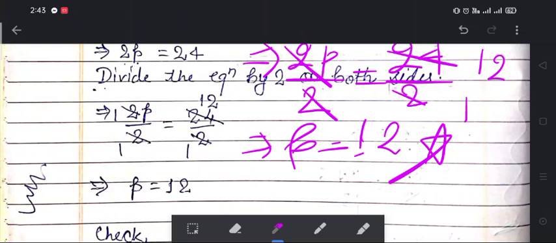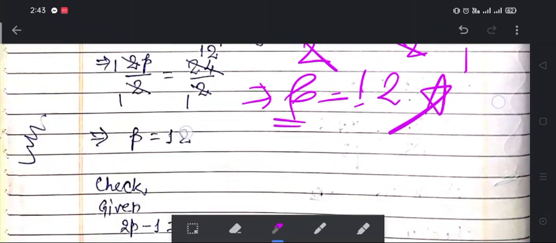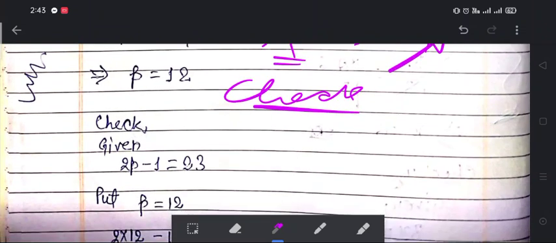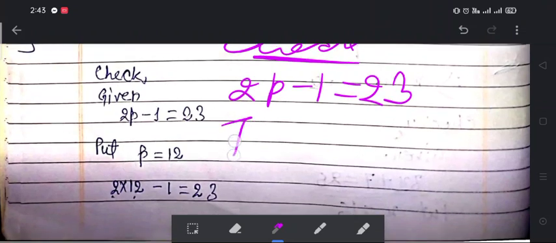In order to check the answer, we have to substitute the value of p in the original equation. So let's check. So here we write check. For this we have to write the initial equation. The initial equation was 2p minus 1 is equal to 23. This was the original equation. So put p is equal to 12.